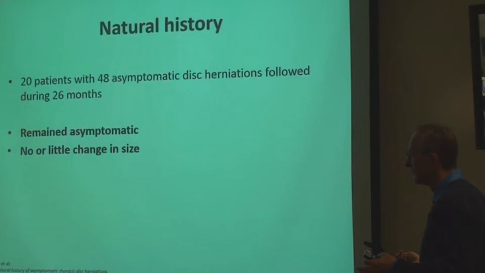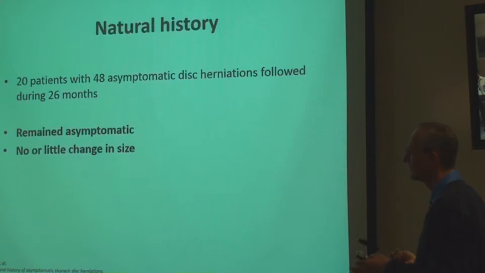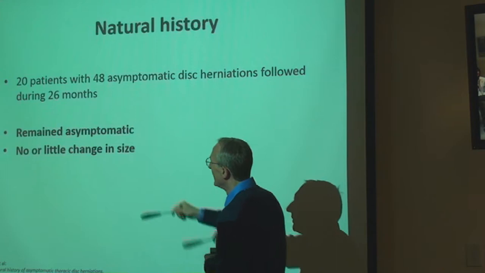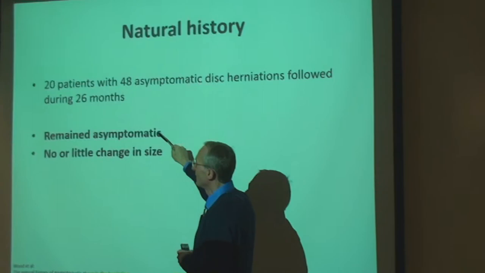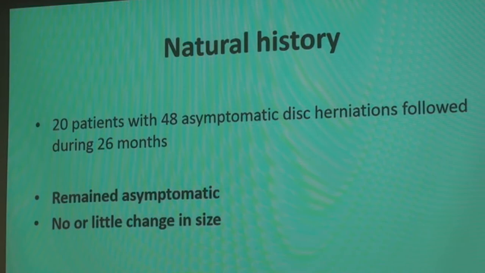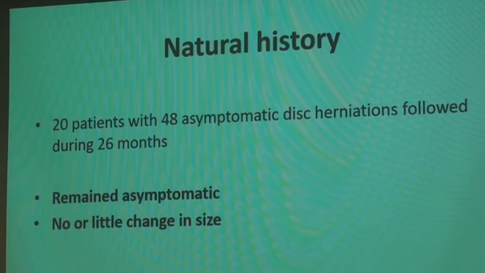Or what happens if we see a thoracic disc herniation in an asymptomatic patient? So the natural history of this disease is the following. From 20 patients where altogether 48 disc herniations in the thoracic spine were identified, during 26 months, all remained asymptomatic. And there was practically no change in the size of the intervertebral disc. So these facts give us a clue that the disease is practically asymptomatic most of the time, and if there is any progression, it certainly takes longer than 26 months.